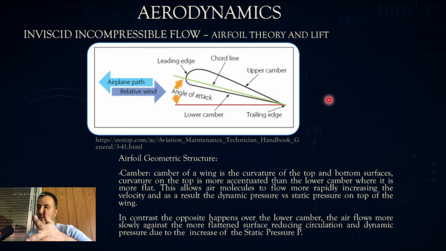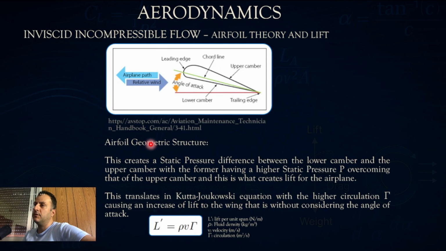I hope this is much clearer. So what you have is, for the lower camber, a higher static pressure, because on the lower camber the air is moving slower, so you have higher static pressure versus a lower static pressure at the upper camber, which makes the pressure difference pushing the wing upward. This is what creates lift.